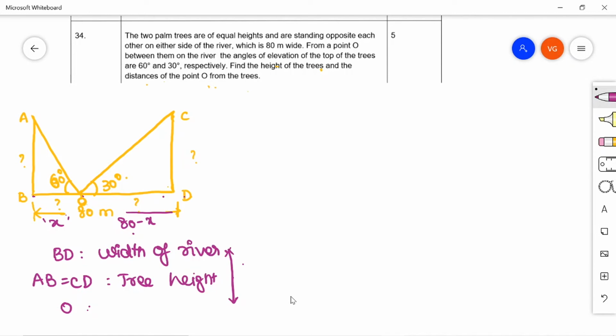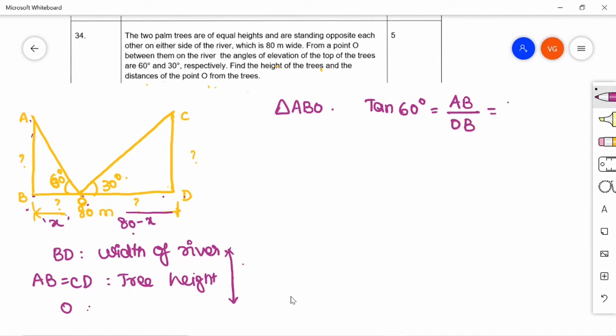So now coming to triangle ABO here, from this triangle ABO, I am writing tan 60 degrees is equal to opposite by adjacent, that is AB divided by OB, right?